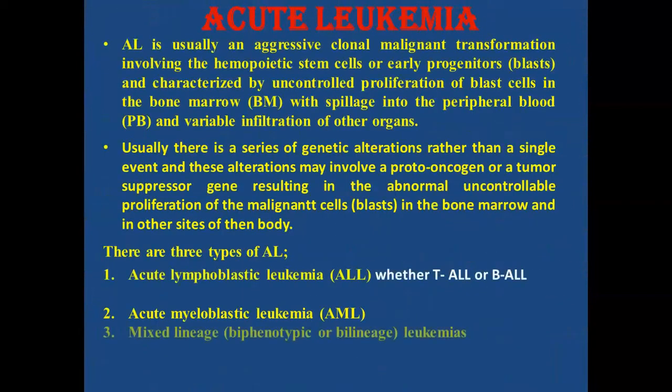Acute leukemia definition, we have to know what is the meaning of acute leukemia. In Arabic, it means saratan al-dam, so it is one of the hemopoietic malignancies. It is an aggressive clonal malignant transformation involving the hemopoietic stem cell or early progenitor blast and characterized by uncontrolled proliferation of blast cells in the bone marrow with spillage into peripheral blood and variable infiltration of other organs. Aggressive means idai or adwani.